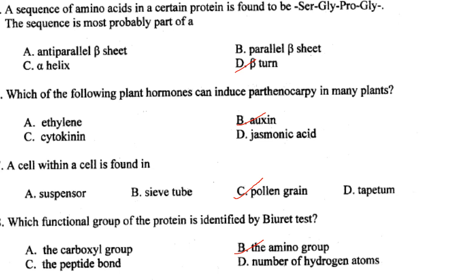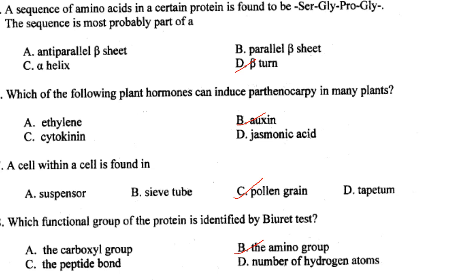Next one. A sequence of amino acids in a certain protein is found to be serine glycine proline glycine. The sequence is most probably part of a beta turn. It cannot be an alpha helix, because glycine and proline are helix disrupting amino acids. So alpha helix it cannot be, neither can it be an anti-parallel beta sheet or parallel beta sheet, and this combination, serine glycine proline glycine, occurs usually in beta turns. So answer is option D.